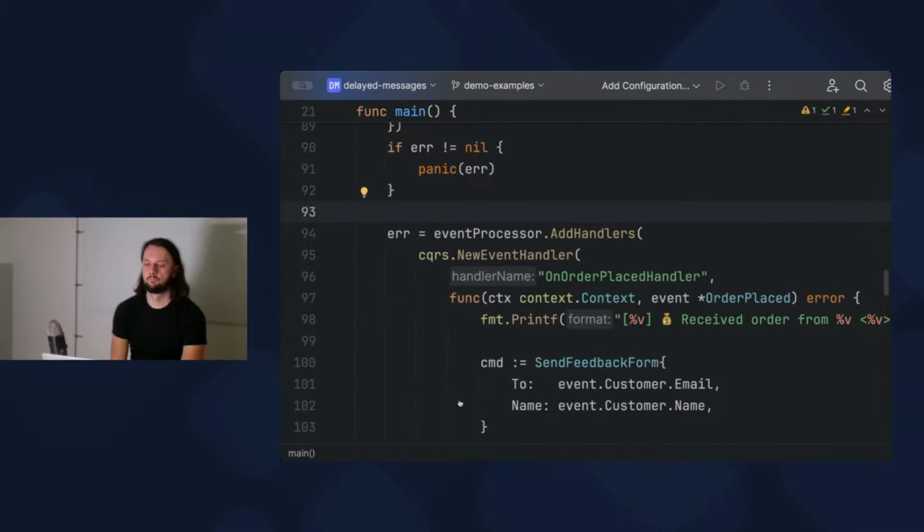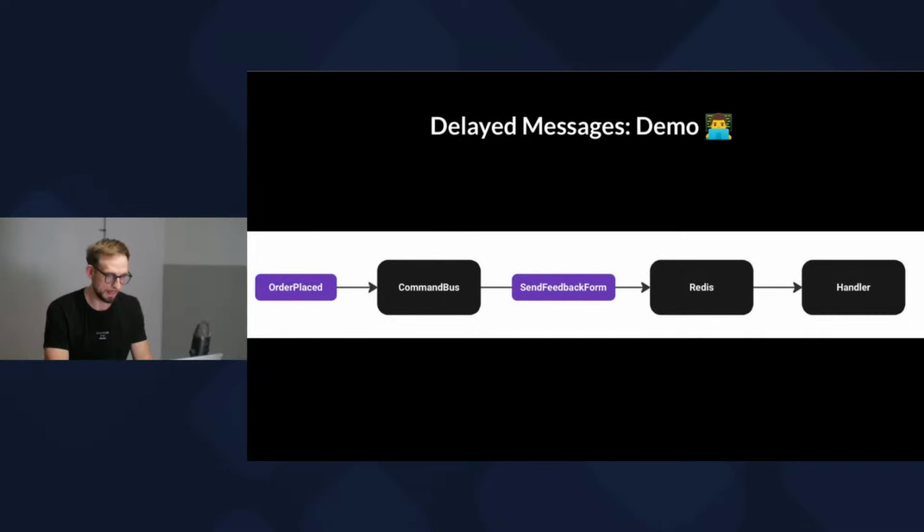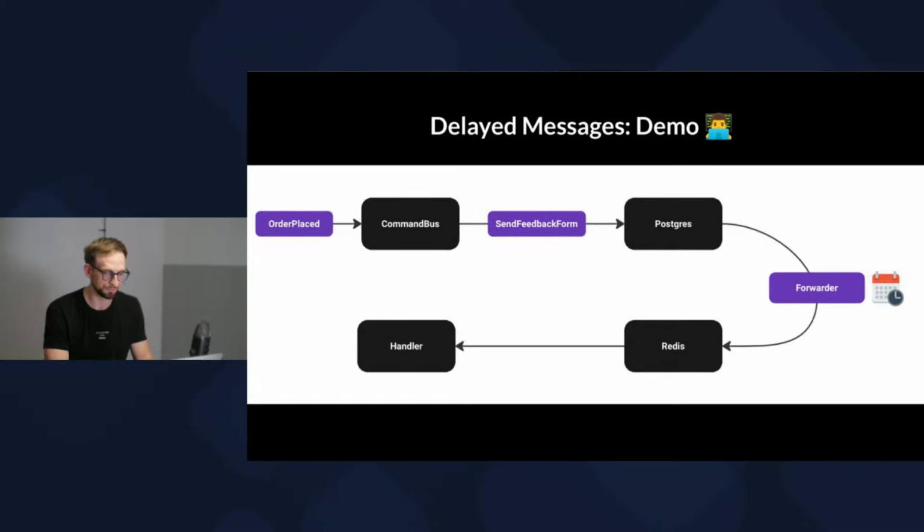And the architecture of this is a bit similar. We will again use Postgres as a delayed queue. And we'll use the forwarder component, which is something that has existed in Watermill for a few years, to move it from Postgres to Redis, because Redis is our main PubSub here. So we use Postgres as just a temporary place for those messages before the time they are scheduled for comes.